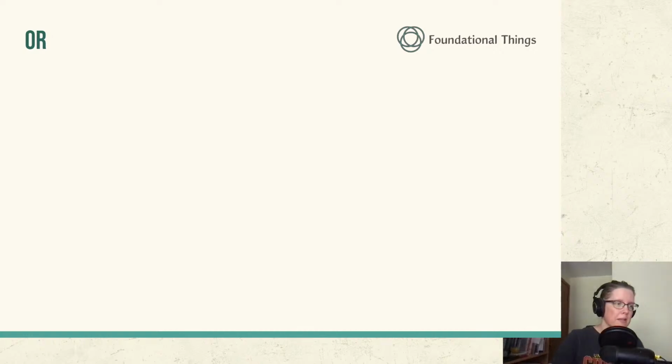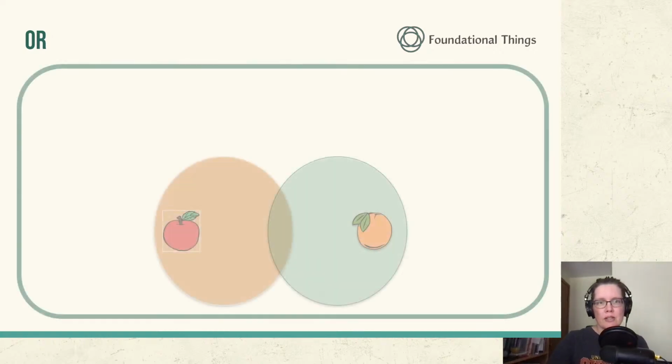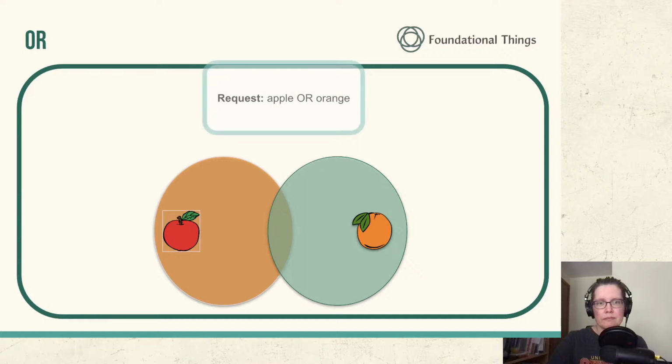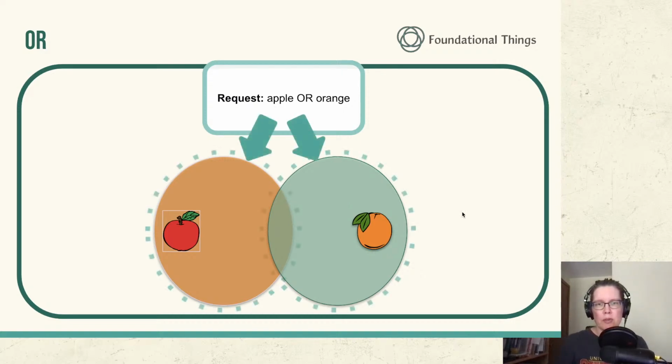before we move on. Okay, something new, capitalized OR. So the request here could be apple OR, with big capital letters, apple OR orange. So why is that significant? Well, let's do an internet search, but let's go through this example first. What this is going to do is give results that are coming from both circles.